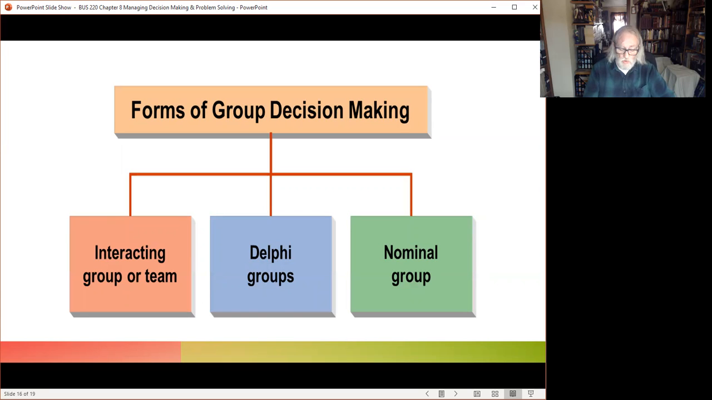Now, a nominal group is very similar to an interacting group or team. It's a group that's been created to do a specific task, and it's generally done for something significant, a really important project, and it's done to address this one issue, at least until they can resolve it in some way.